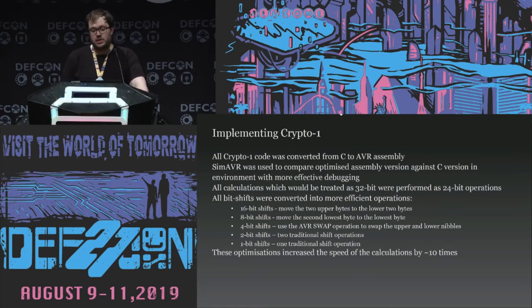I took all the calculations that would have been treated as 32-bit when they could have been 24 or 16-bit and converted them to 24-bit operations. Basically, this meant I could use one register or two registers where usually they would be using 4. All bit shifts were converted as needed, so a 16-bit shift can just be done by 2 move instructions, 8-bit shifts, 1 move instruction, 4-bit shifts, the AVR microcontroller has the swap command, which swaps the upper nibble and lower nibble of a byte. The 2-bit shifts could just be done with traditional bit shift operations, and 1-bit shifts, just a shift operation. Basically, I managed to make the thing 10 times faster by doing this.